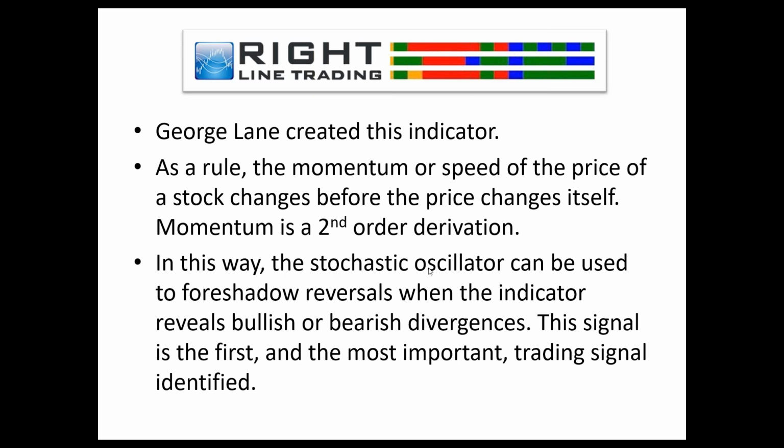And he used the stochastic oscillator that he invented only for one reason, and that was to foreshadow reversals on a divergent signal. He did not use it to track the direction of the trend. He used it solely to counter trend trade the market on a divergent signal.